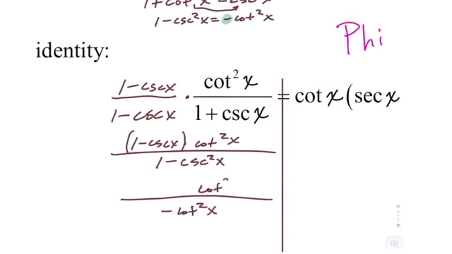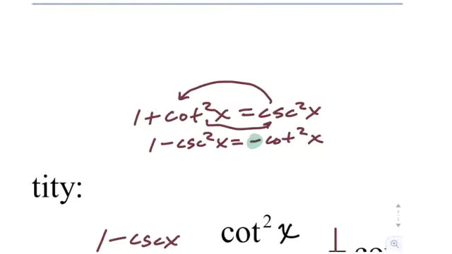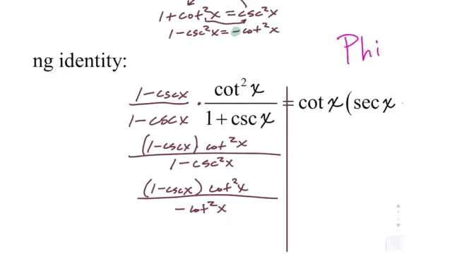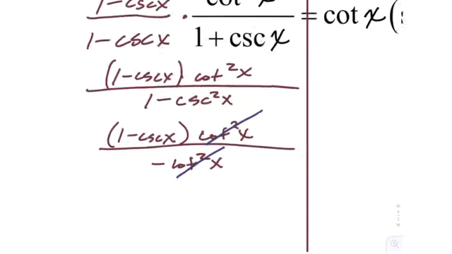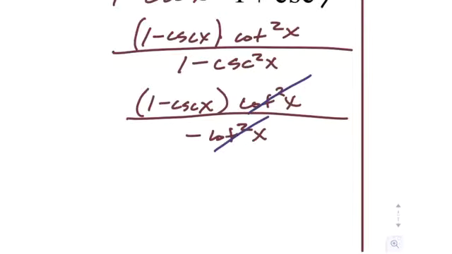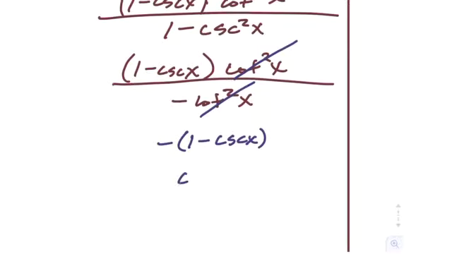And I have positive cotangent squared up there times 1 minus cosecant. So that's why it's important for you to have them memorized, but also being able to manipulate them algebraically by just swinging terms from left to right. Okay, now what happens? Your cotangent squareds divide out, and we're left with a negative 1 in the bottom. Well, dividing by negative 1 is the same as multiplying by negative 1. So we're left with negative 1 minus cosecant of x. Or if you distribute the negative, you get cosecant of x minus 1.